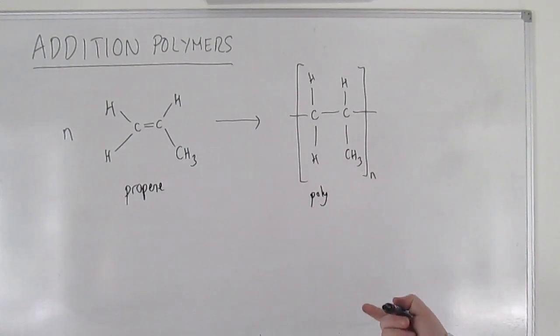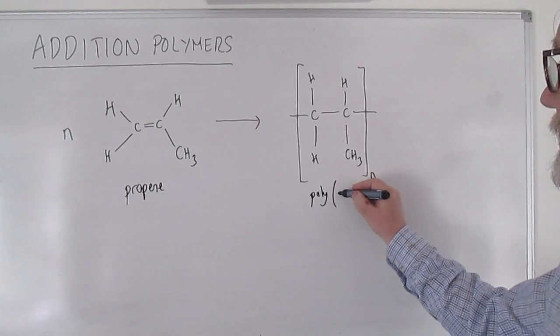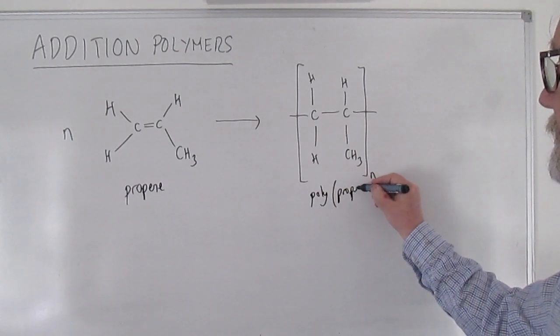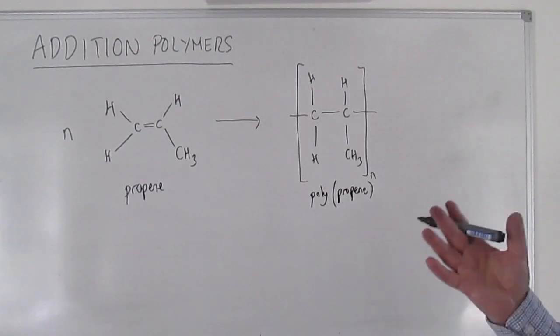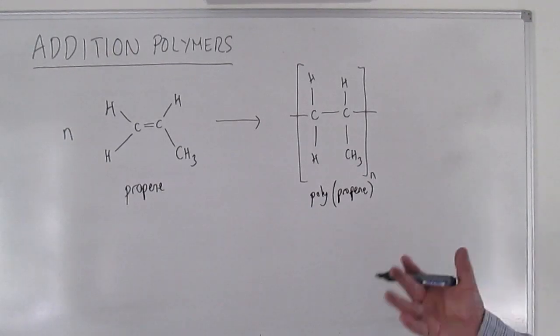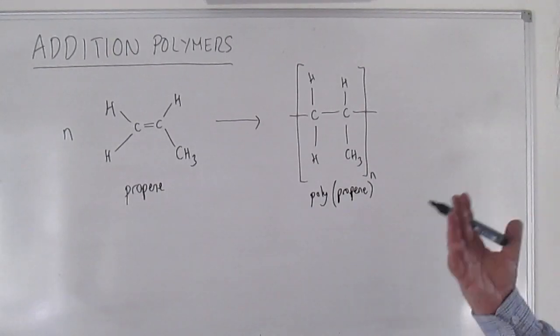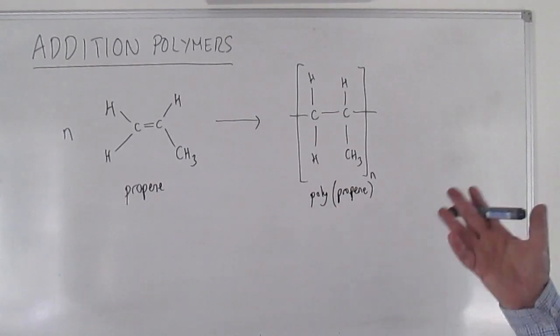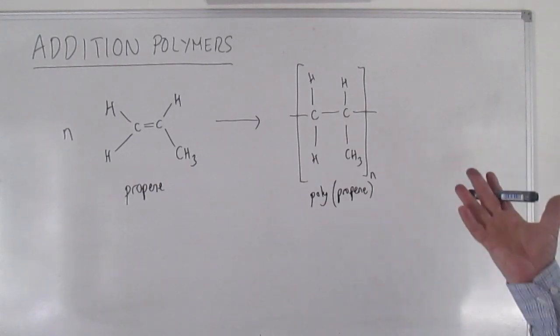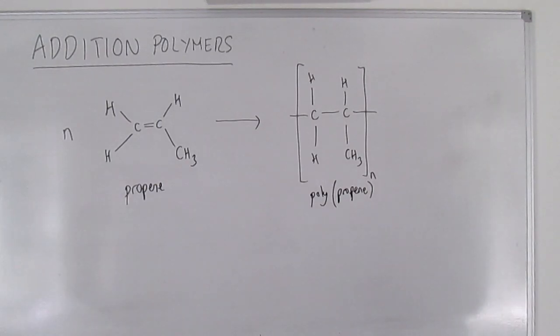Poly just means lots of, so poly, and then in brackets the name of the alkene it was made from. So that's called polypropene. And some of these sound vaguely familiar. If ethene polymerizes, it makes polyethene, which normally gets spoken as polythene, which is obviously very familiar. This one is polypropene, but again the old name for propene was propylene, so polypropylene, which again you've probably come across. So these are very important familiar compounds that you can make in this way.